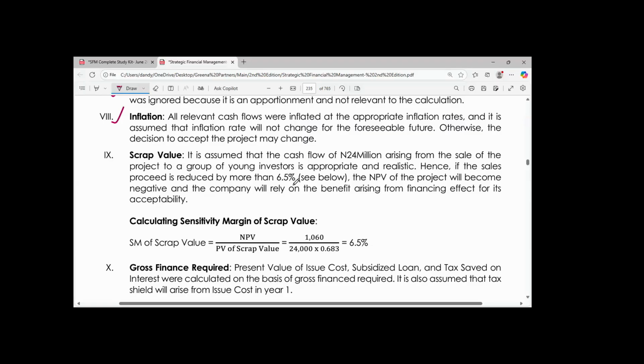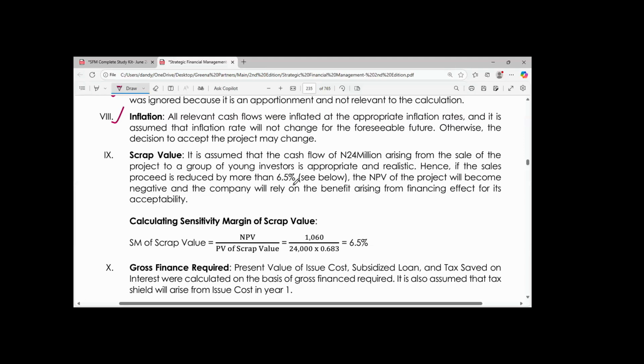Because it is this 24 million naira that is making the NPV that huge, 1,060,000. You can see the scrap value is huge. So what if the company did not achieve that 24 million naira? That means our decision to even accept the project will not occur. So we will likely reject the project.